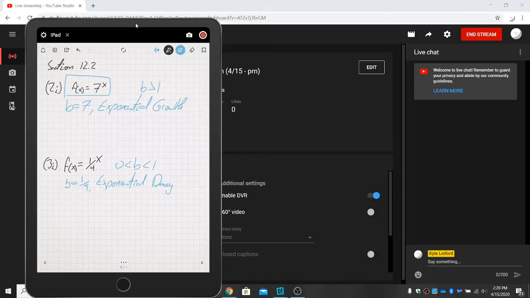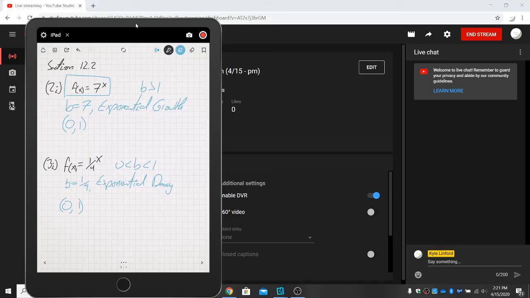What happens when x is 0? Well, if you plug 0 in for x, 7 to the 0 power is just 1. So that's a key y-intercept. And that's going to be the same thing down here. When you plug 0 in, what's 1/4 to the 0 power? 1. So that's the y-intercept every time.